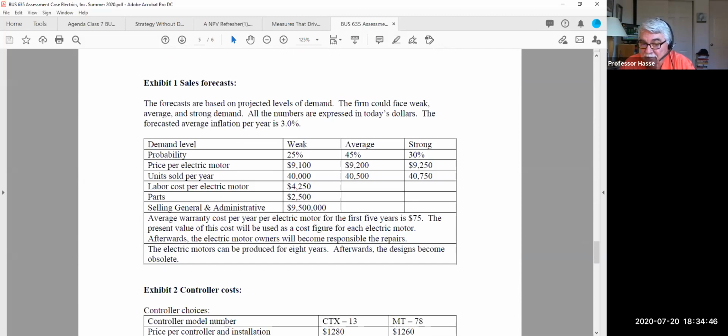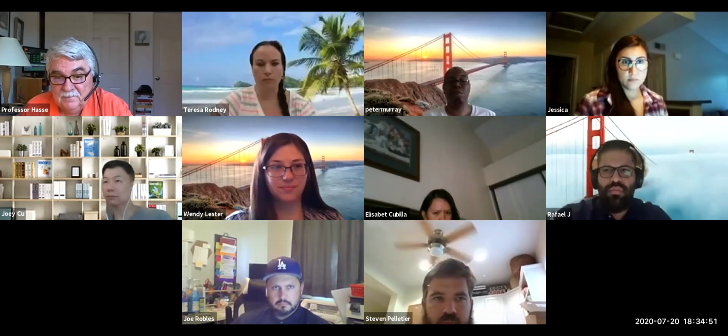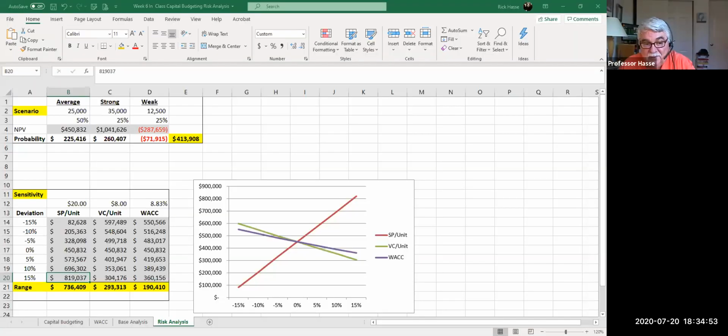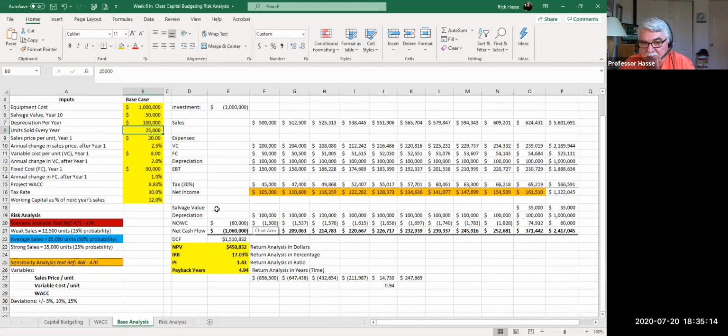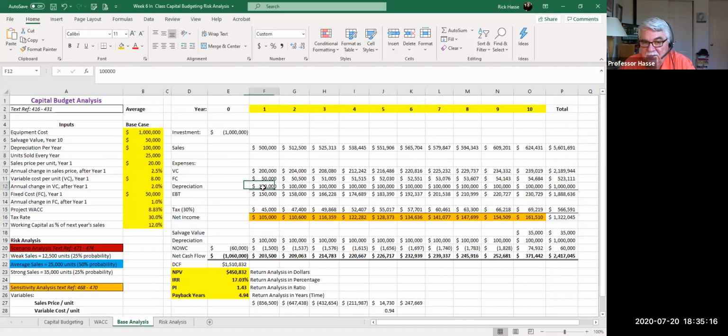You should set it up, I would, like this. Use the spreadsheet that we did a week ago. Everything's here except the numbers are different, and you're going to have to add a couple extra lines. You're going to have to add a line for the warranty cost. Keep that separate. You won't have a salvage value line. Your depreciation is going to be not straight line, it's going to be that MACRS. But this format is basically the same.